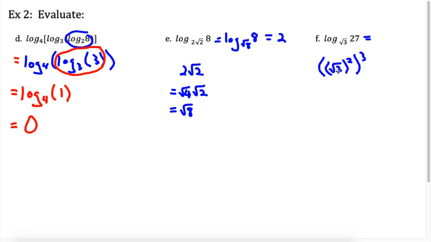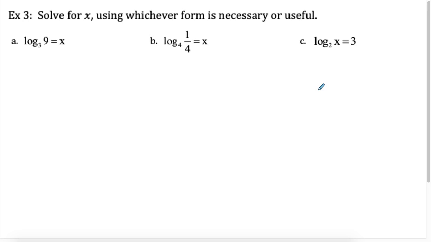So the square root of 3 to the 6th power would equal 27. Okay, so that's the thought process that we want to go through here. All right, so the next set of problems are something similar. There are just x's in them. So we want to go through the same thought process to work through these problems.